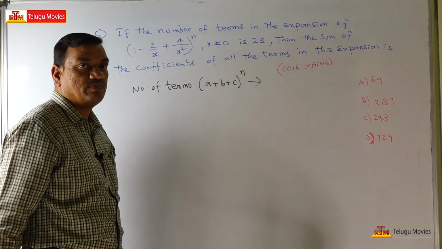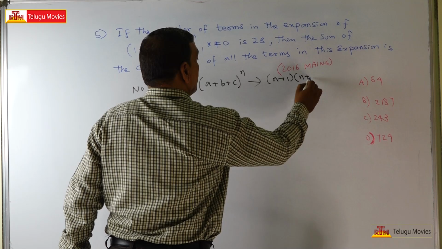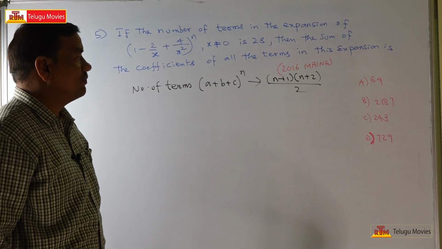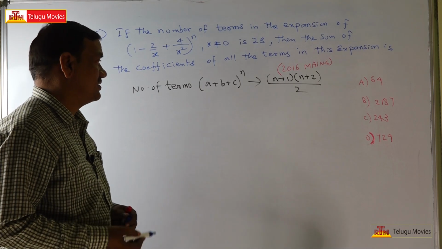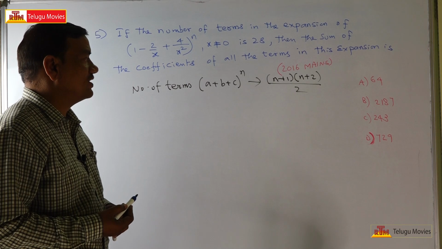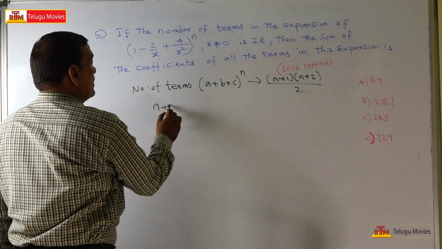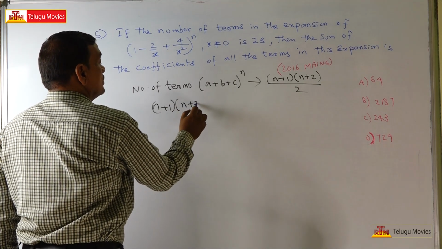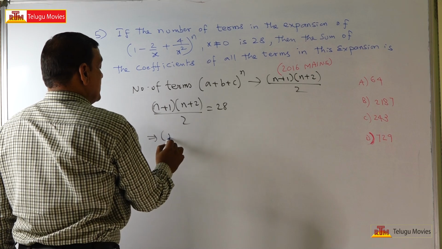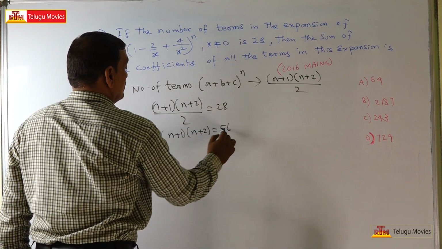The number of terms in this expansion, the formula is (n plus 1)(n plus 2) upon 2. So the number of terms in the expansion of (a plus b plus c) whole power n is (n plus 1)(n plus 2) upon 2. Here it is given that (n plus 1)(n plus 2) upon 2 is equal to 28. This implies (n plus 1)(n plus 2) is equal to 56.